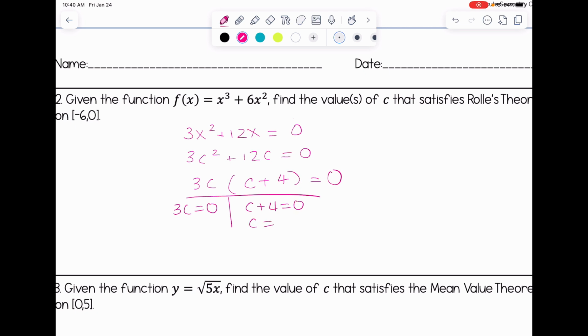And when we solve on both sides, we're going to get c equals 0 and c equals -4. Both of those values are in the interval -6 to 0. We always want to do that quick double check that they are in the interval. So our answers would be both of those values, -4 and 0.